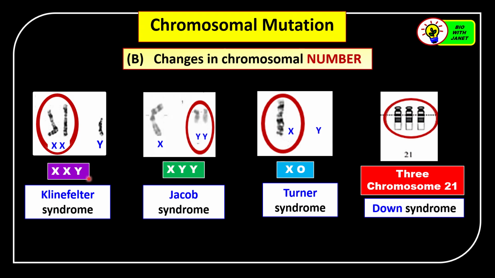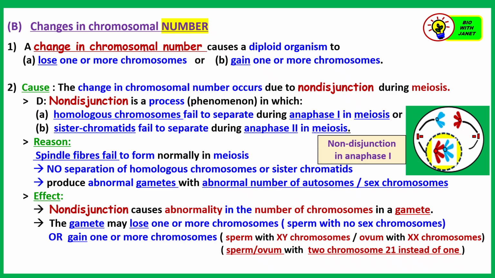in each diploid cell, XXY. Jacob syndrome, where there are also 3 sex chromosomes, but it's XYY in each diploid cell. Turner syndrome, where there is only 1 sex chromosome in each diploid cell, that's the X chromosome. And for Down syndrome, there are 3 chromosome number 21 in each diploid cell of the child. So let's find out more about these interesting types of genetic diseases.